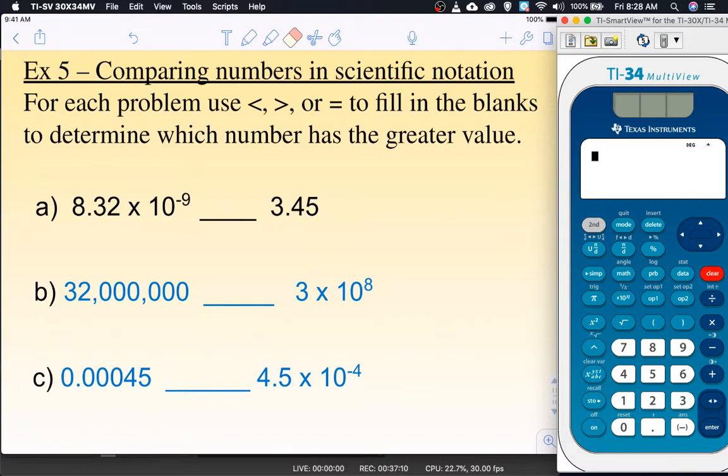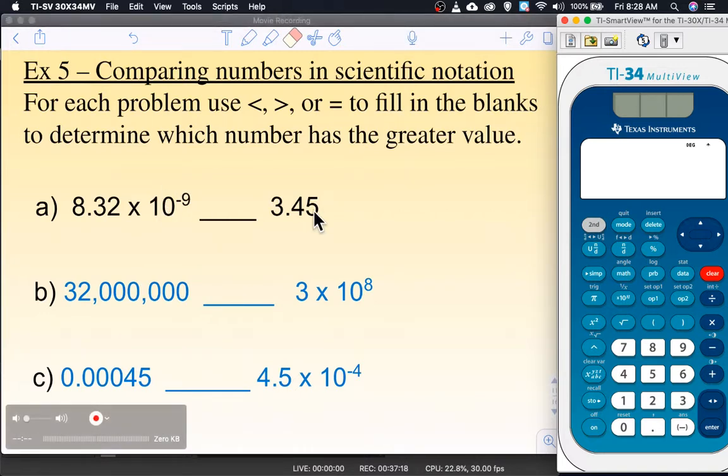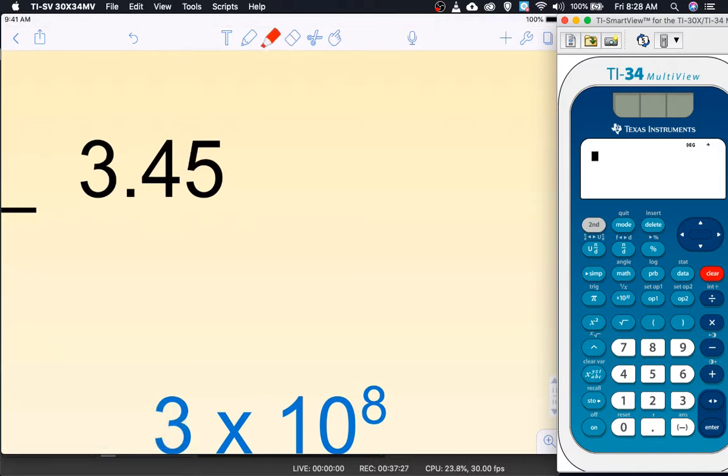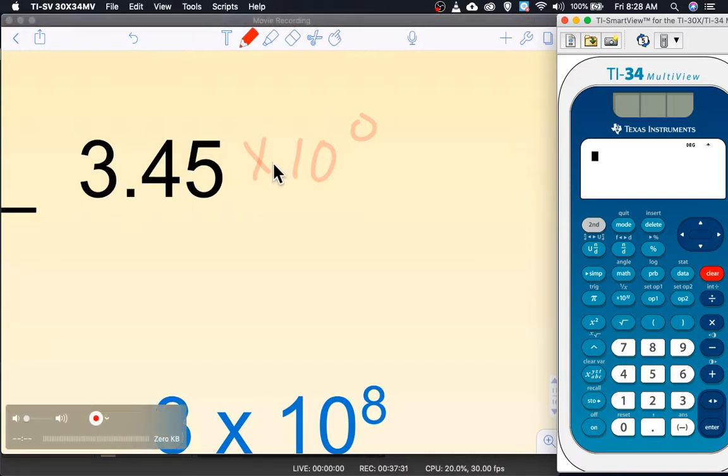Now, I have faith that if we put all these things into standard form, you would be able to do them quite easily. So here's what I'm going to do. I'm going to put these two numbers both into scientific notation to show how that comparison would work. Okay, so I'm going to add a times by 10 to the power of 0.